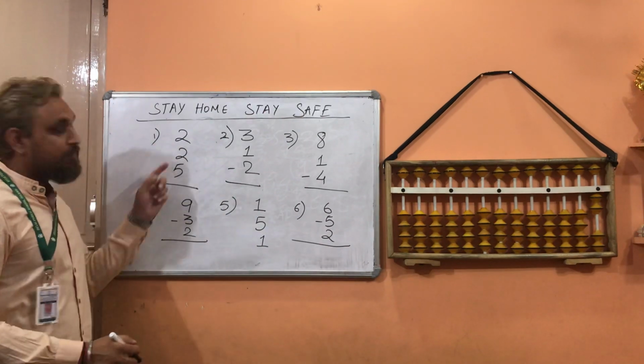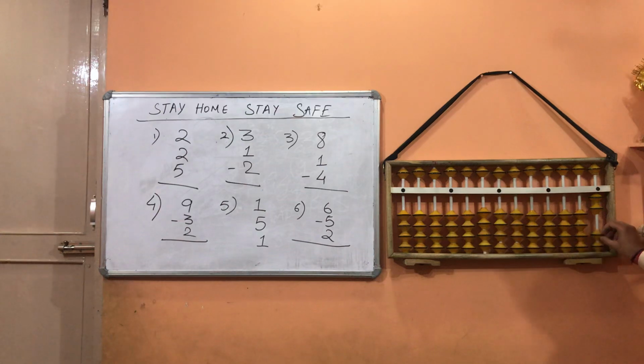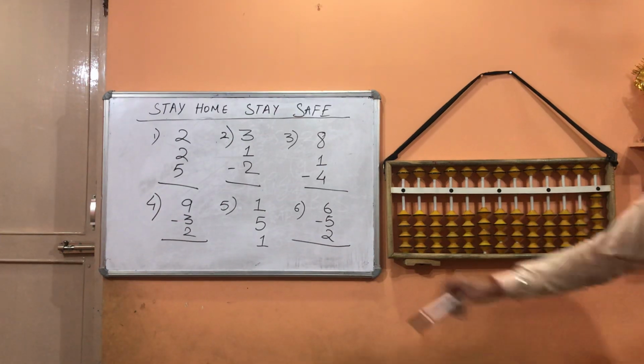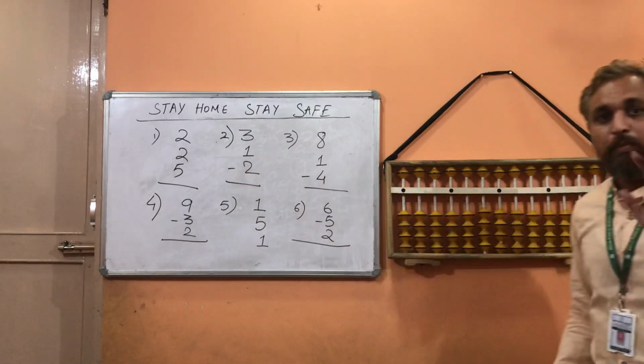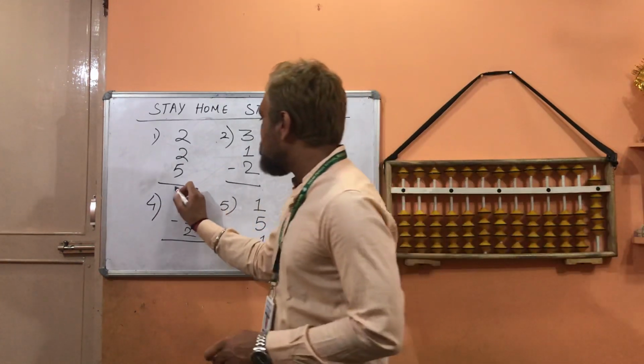2. Again we have to add 2. So we have to bring 2 more beads here. 1, 2. Now this is 5. So we have to bring 5 down. So this is 5 now. Now let's do the total of it. 5, 6, 7, 8, 9. So the answer is 9.